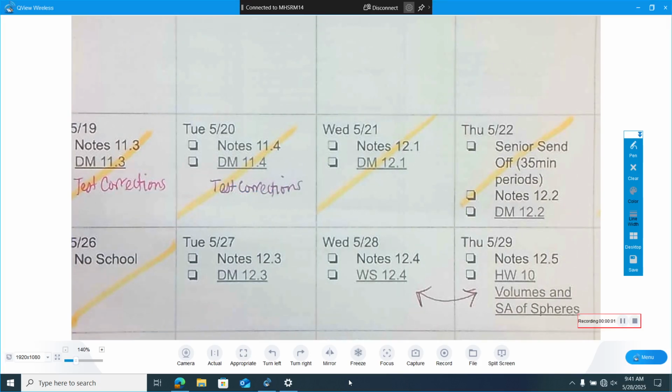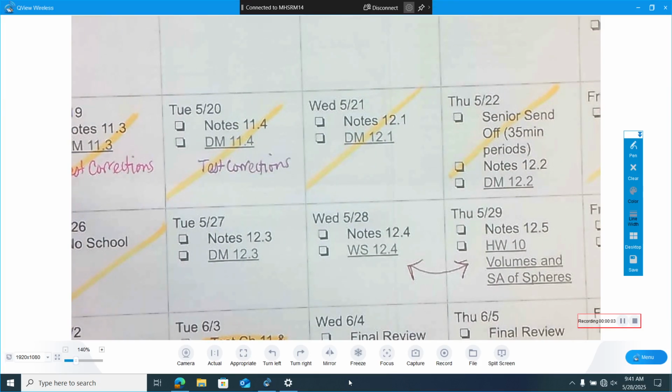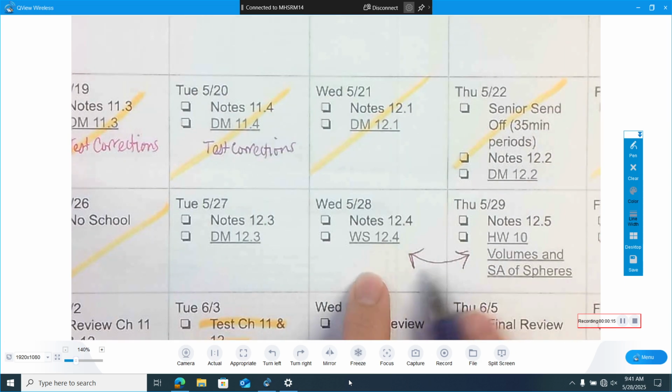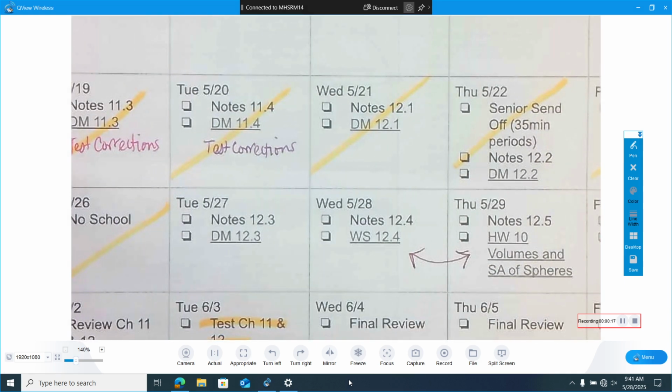Volume, and we did the whole thing with water, right? How many pyramids fit into a prism? Three, good. And how many cones fit into a cylinder? Three. So we're going to do a similar thing today. We're switching these two days today.